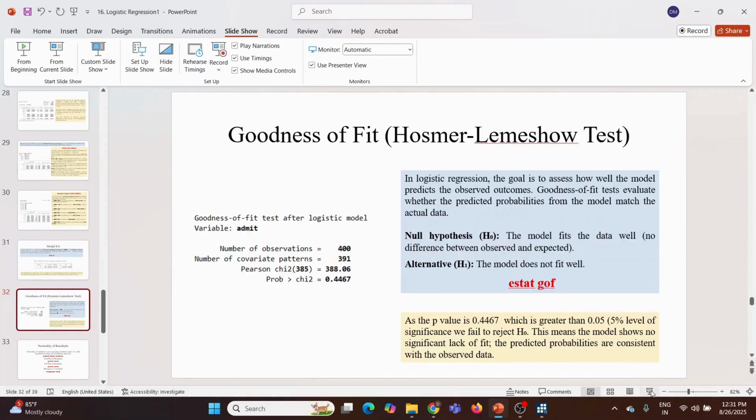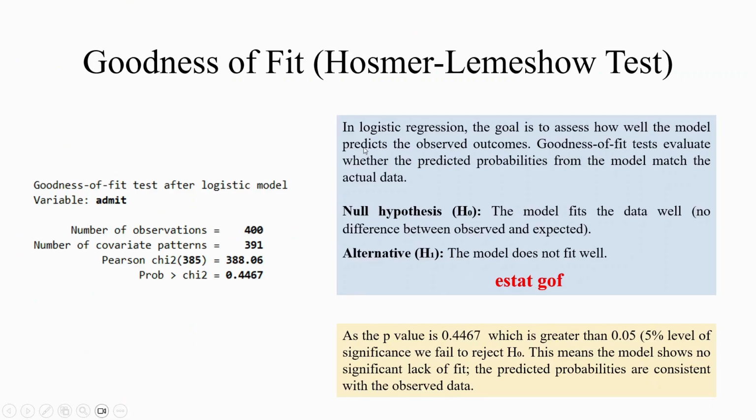Now we will see the goodness of fit. In logistic regression, the goal is to assess how well the model predicts the observed outcome. So the goodness of fit test evaluates whether the predicted probabilities from the model match the actual data or not. The null hypothesis is the model fits the data well, no difference between observed and expected. Alternative, the model does not fit well. The command line is stat goodness of fit.